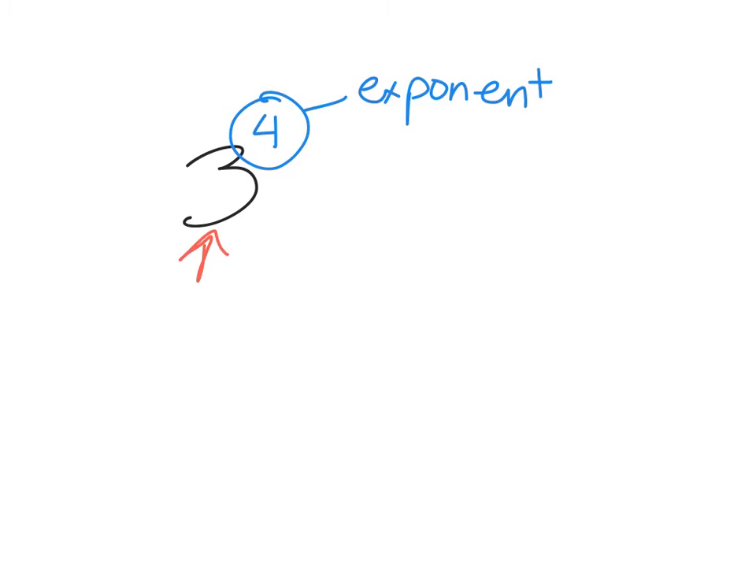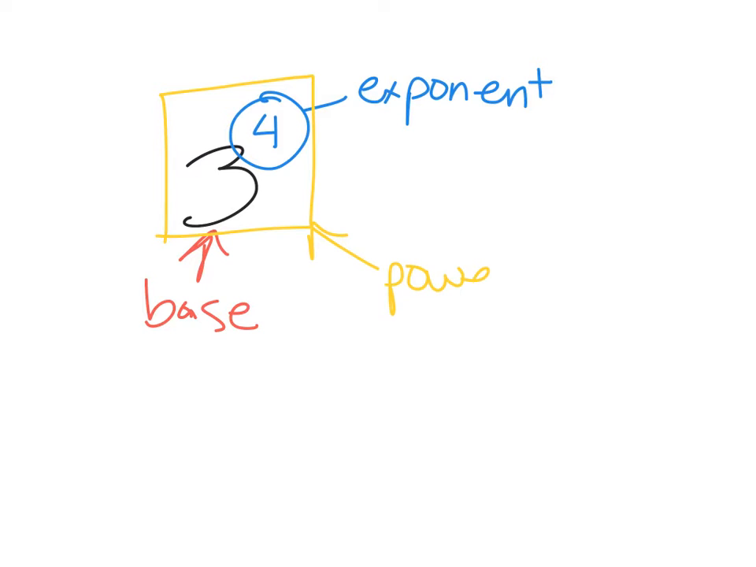Okay, and then what's the big number called? Denominator? Nope. Look in your books. Page 3. The big number is called the base. Okay, and then this whole thing would be called a power. You'll hear me often say 3 to the power of 4. That's another way you can describe what this expression is doing.